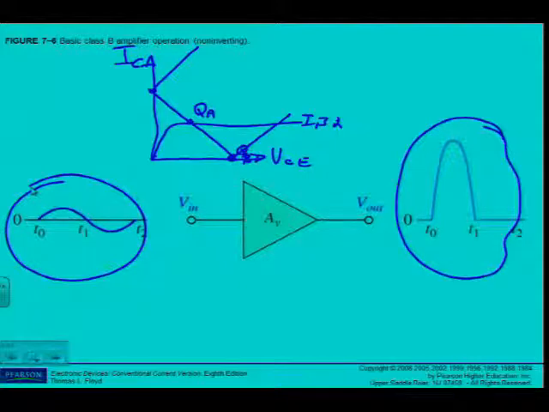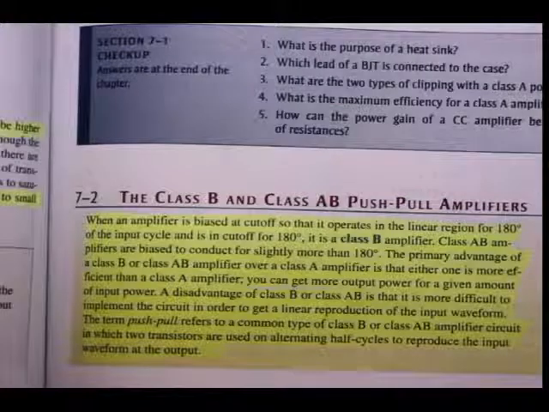I know that the condition for amplification is that the base emitter junction should be forward biased and the base collector junction should be reverse biased. Not met at this stage. No. Let's go and have a look at the book. Introductory paragraph.